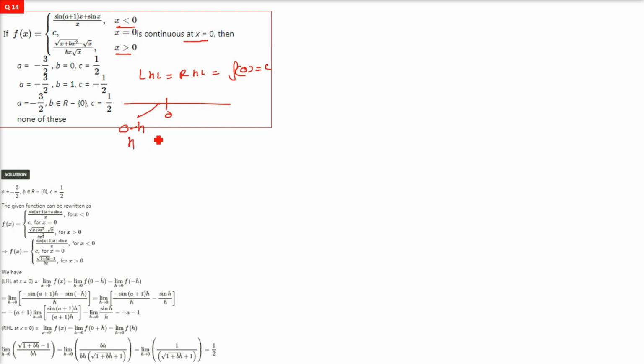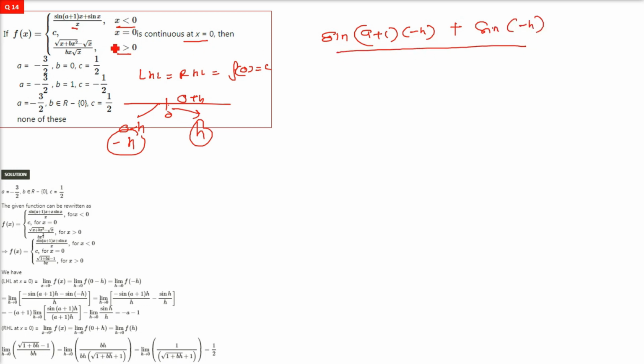So at 0, left hand side you have to write 0 minus h. For x above 0 you have to write 0 plus h, right? So negative h and h you have to use. So for x less than 0, we have to put negative h here, because you are going on the left hand side of 0. sin((a plus 1) times, in place of x, just replace it by negative h)) plus, because 0 minus h is minus h only, sin of minus h, and divided by x, this is minus h.